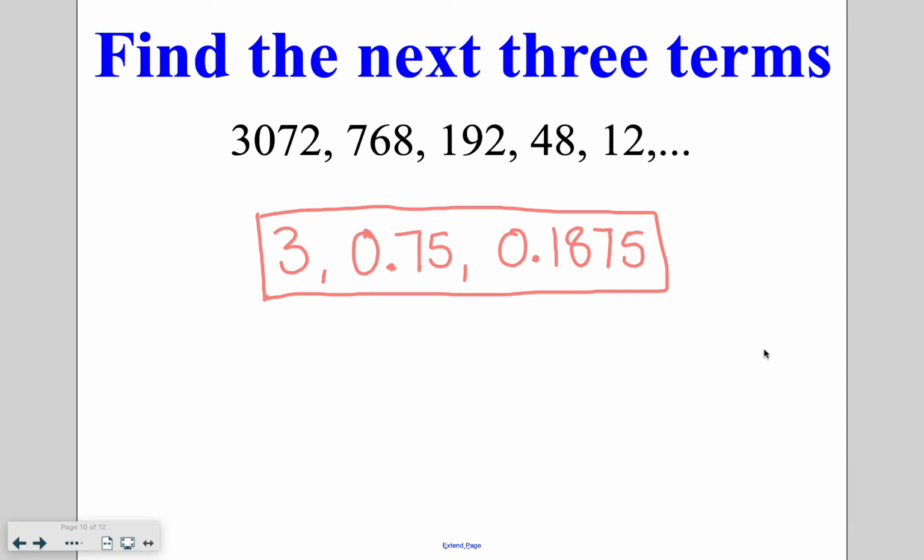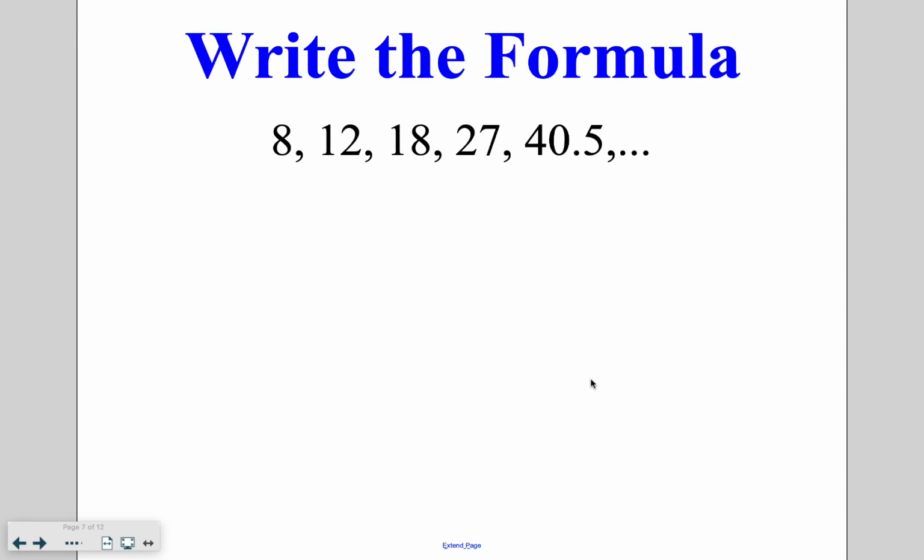As you are multiplying by your 1/4 here, you get 3 and then 0.75 and then 0.1875. So our next goal is now to be able to write the formulas for these geometric sequences.